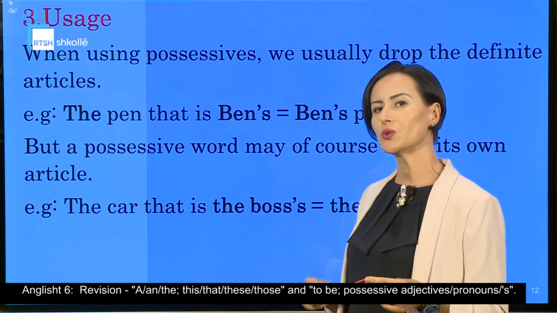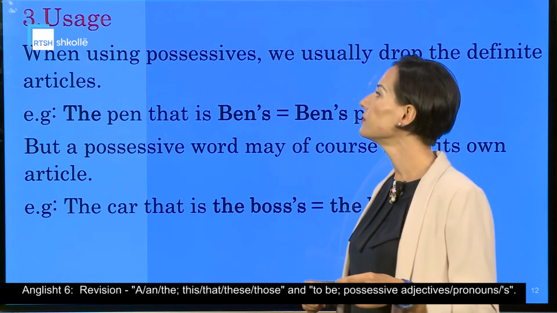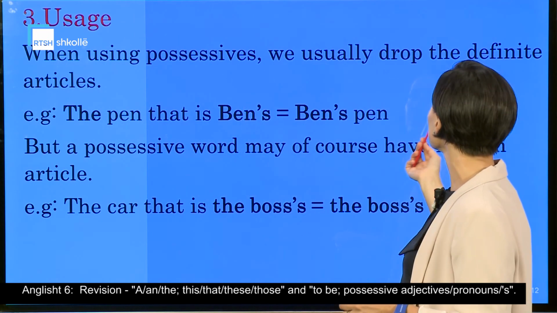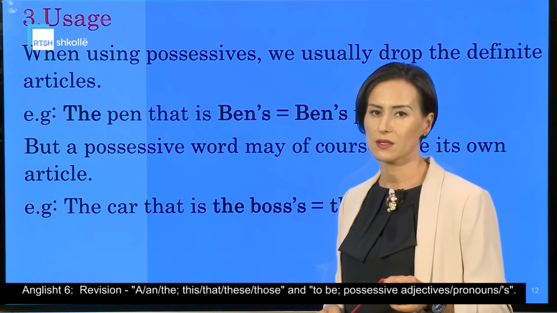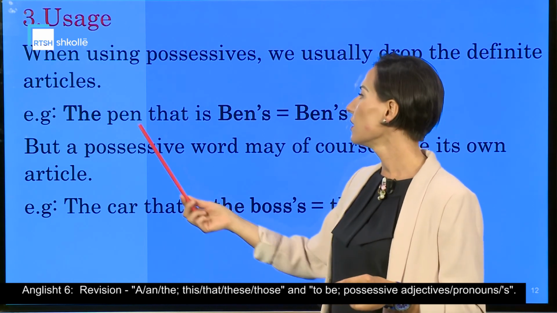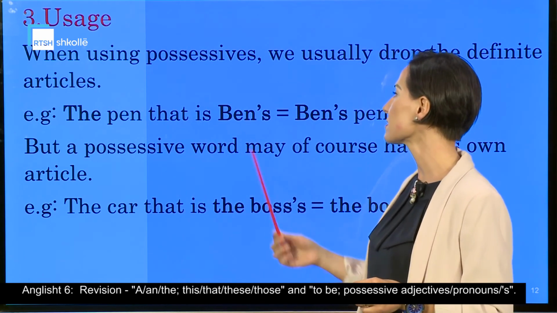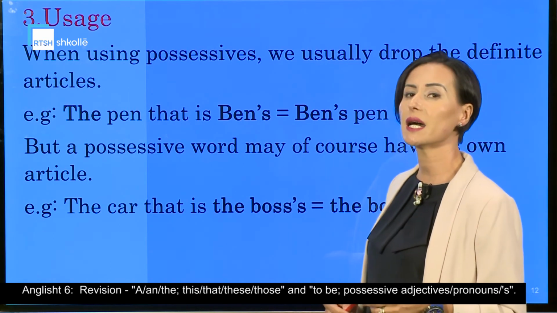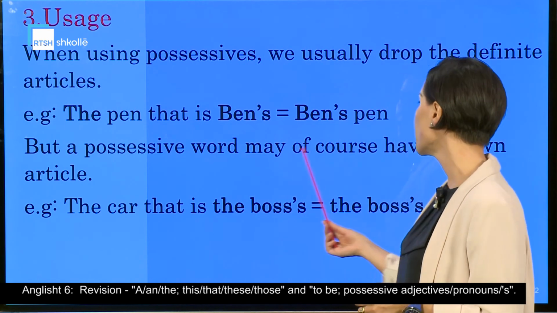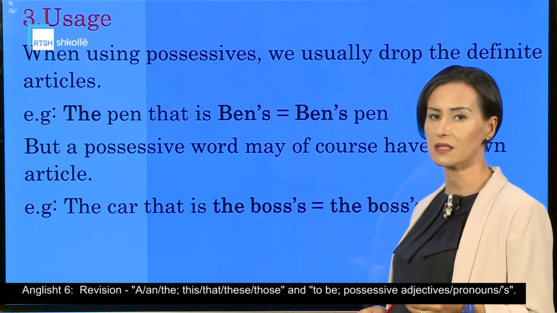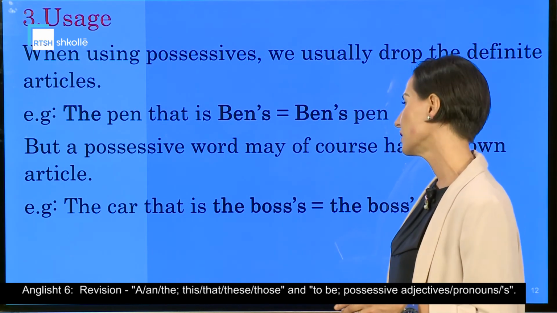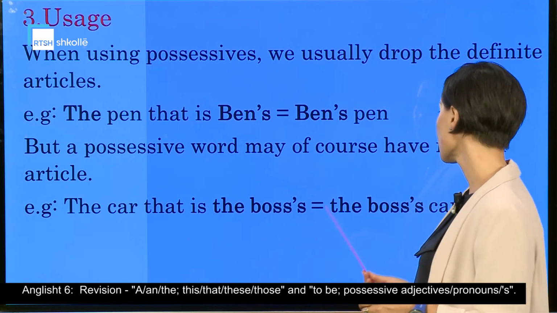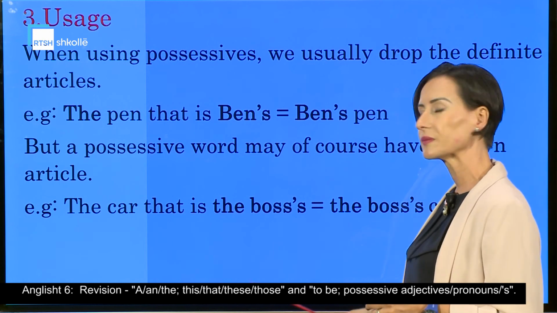When to use the possessive form? When using possessives, we usually drop the definite articles. For instance, the pen that is Ben's means Ben's pen. But a possessive word may of course have its own article. For example, the car that is the boss's means the boss's car.